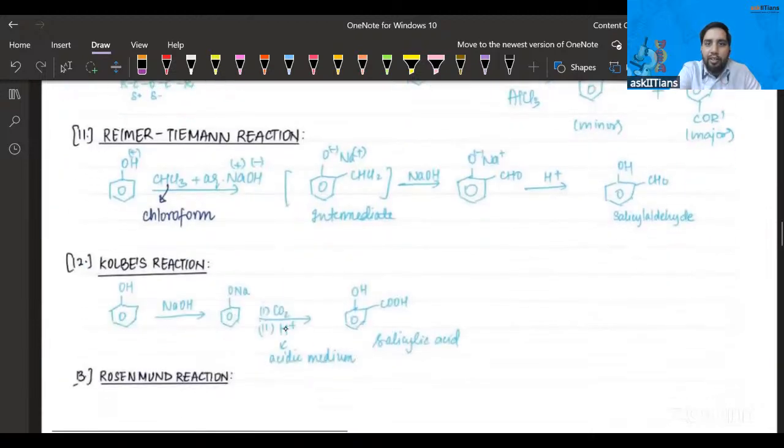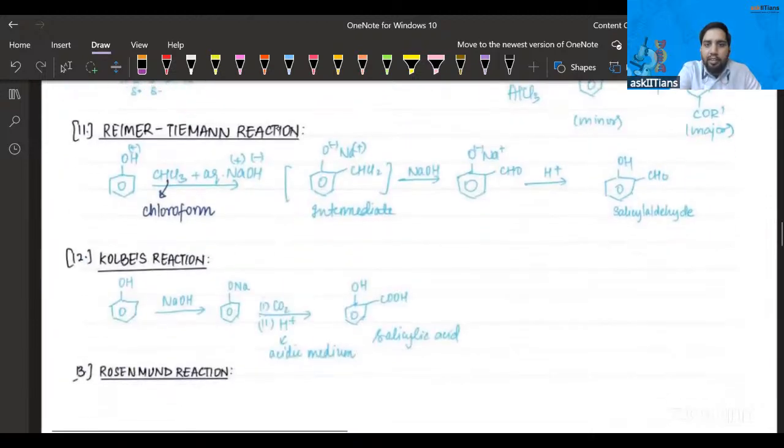Okay. Yes, yes, correct. You can also use that organic non-polar solvent.